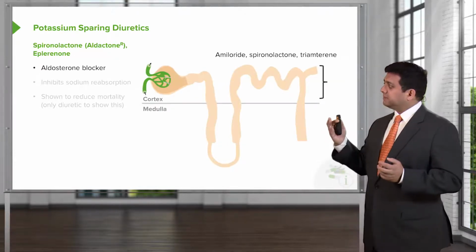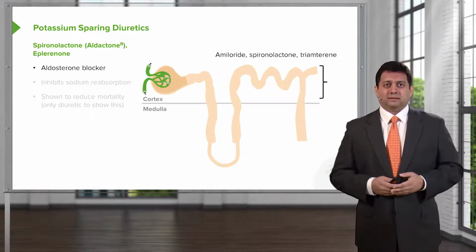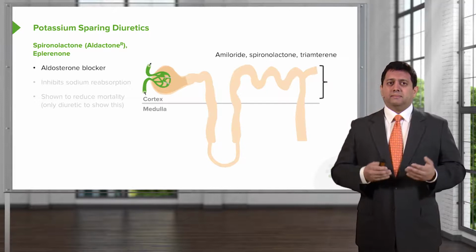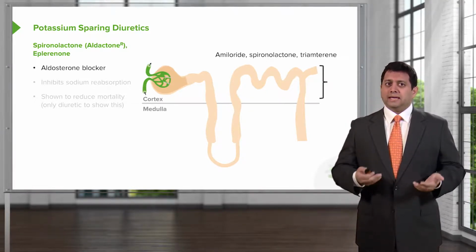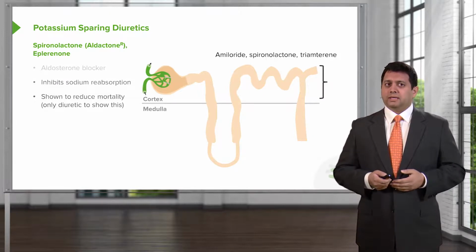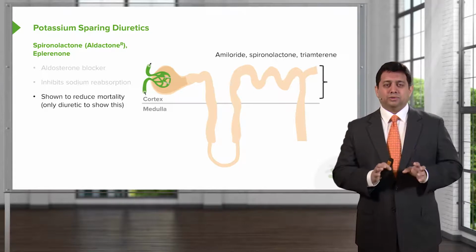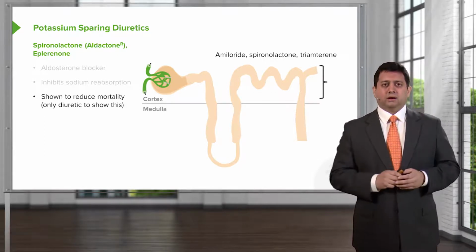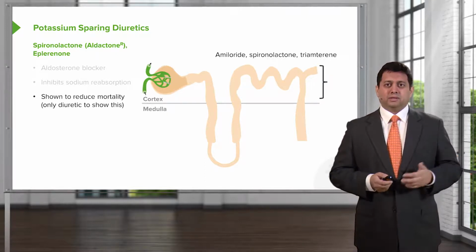The other potassium-sparing diuretics are spironolactone, which is sold as Aldactone, and it's a very powerful aldosterone blocker. It inhibits sodium reabsorption, and it actually is the only diuretic to have been shown to reduce mortality in heart failure. So it's a very, very good drug, and it's one of our main drugs that we use in high blood pressure control.